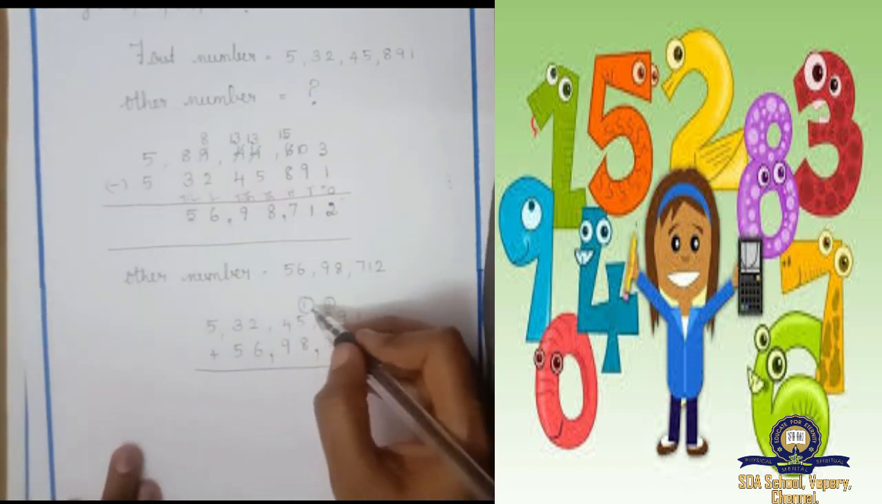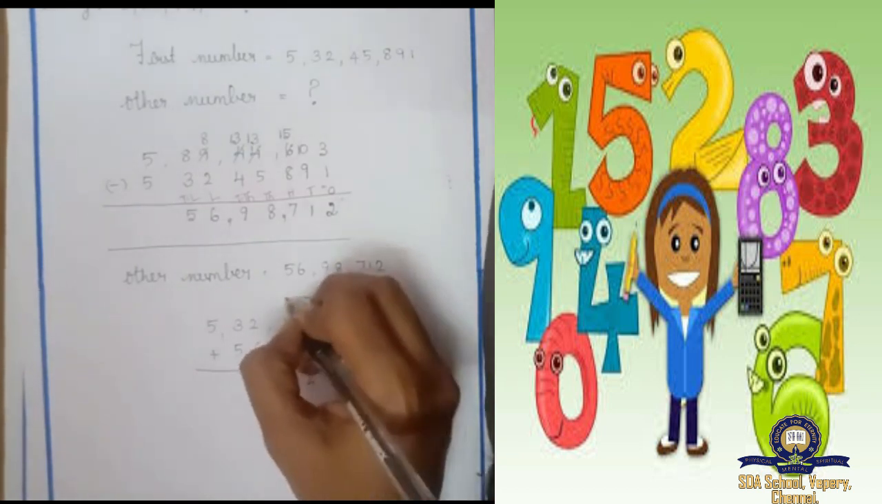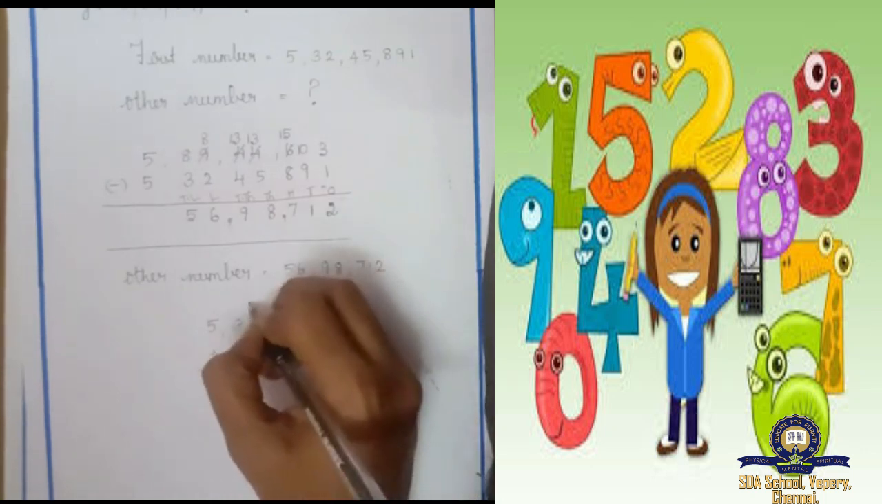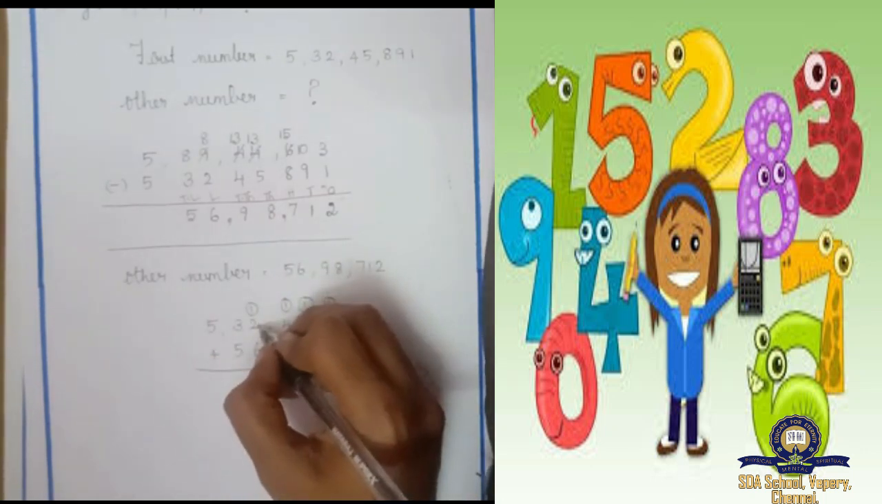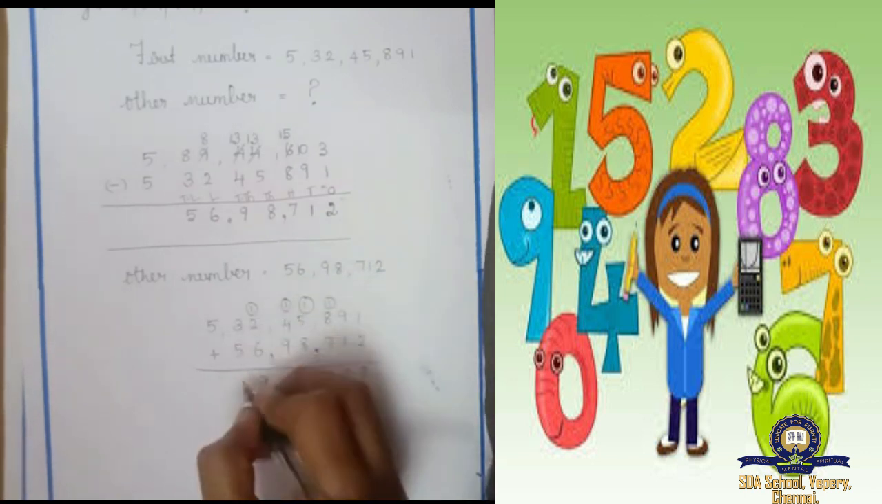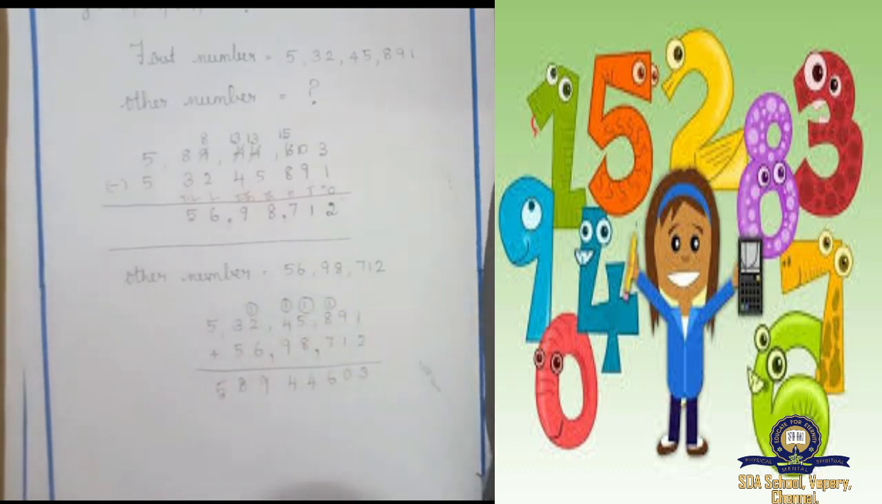5 plus 1 is 6. 6 plus 8 is 14. 9 plus 1 is 10. 10 plus 4 is 14. 6 plus 2 is 8. 8 plus 1 is 9. 5 plus 3 is 8. And this 5 will become as it is.